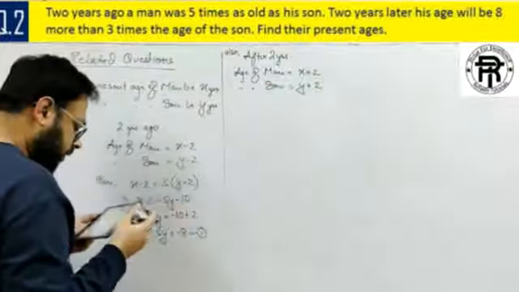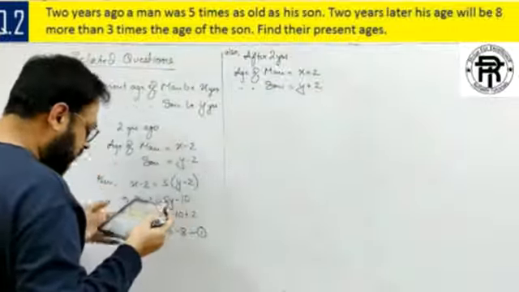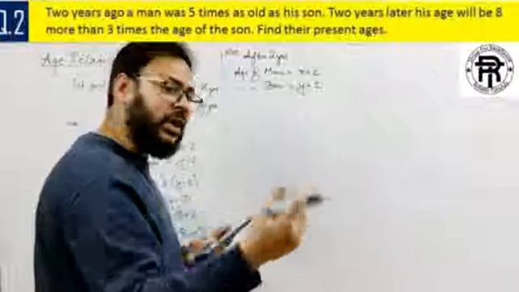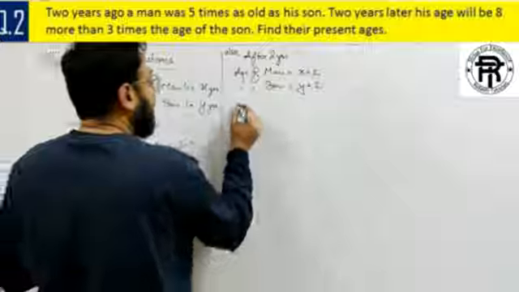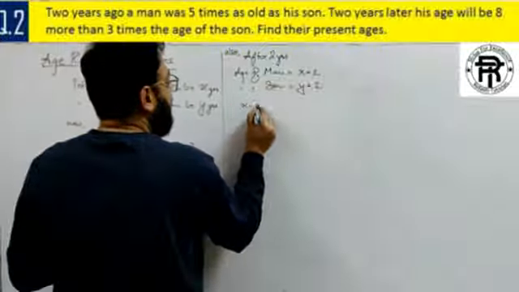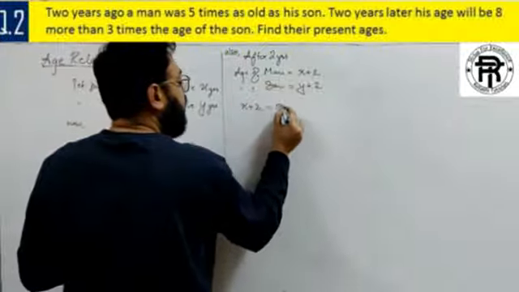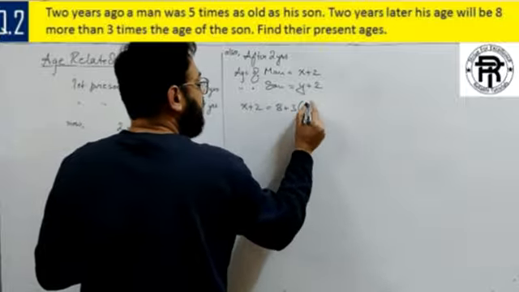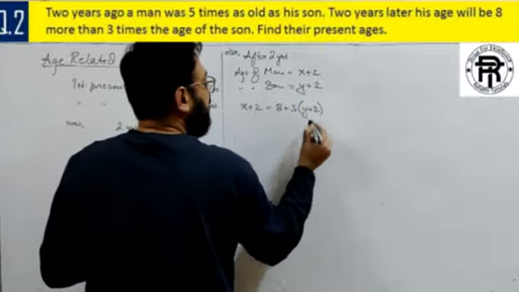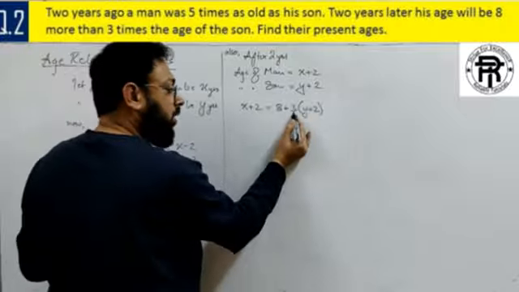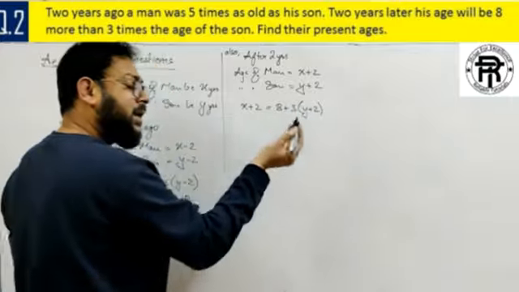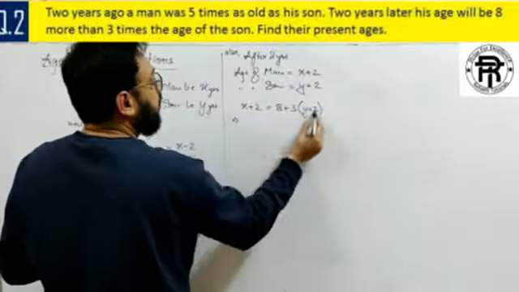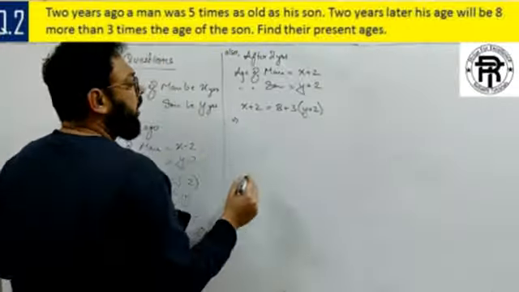2 years later, his age will be 8 more than 3 times the age of his son. Means the age of man will be 8 more than 3 times the age of his son. मतलब जो उसकी son की age रहेगी उसको 3 से multiply करेंगे and again we will be adding 8 to this particular value, then it will be equal to the age of man.